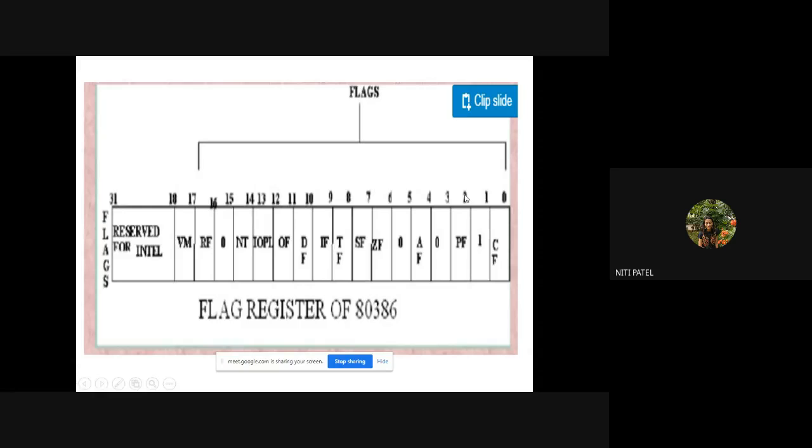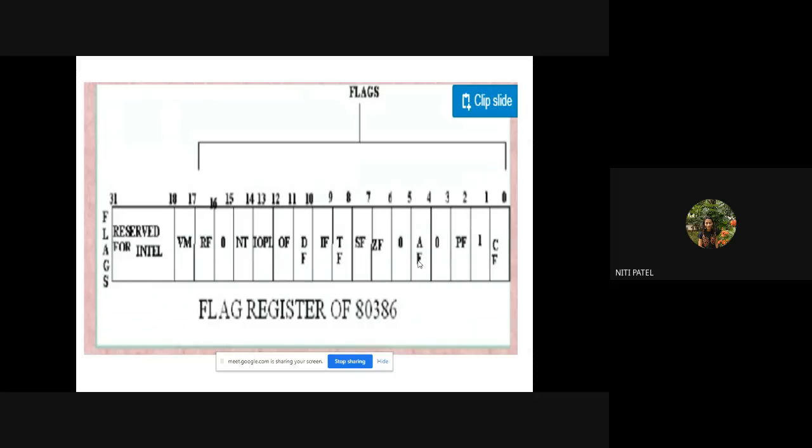Now flag number 2, what does it stand for? PF. What is PF? It is the parity flag. So if your result has even parity, it will be set to 1. If it has odd parity, it will be set to 0. D3 does not have any function, so it will be set to 0. D4 is AF. What is AF? Auxiliary carry flag. If a carry is generated from bit number 3 to bit number 4, the auxiliary flag will be set to 1, or else it will be set to 0.